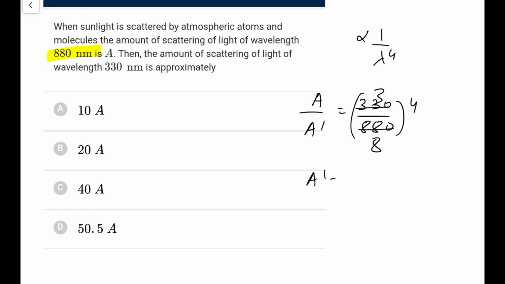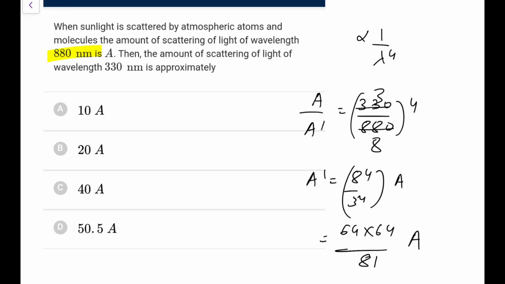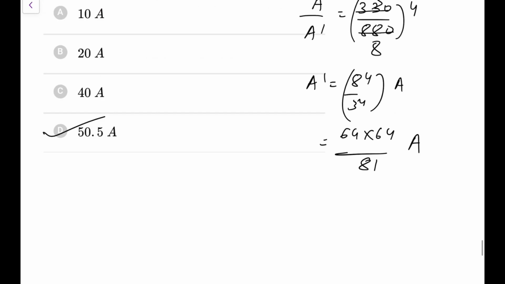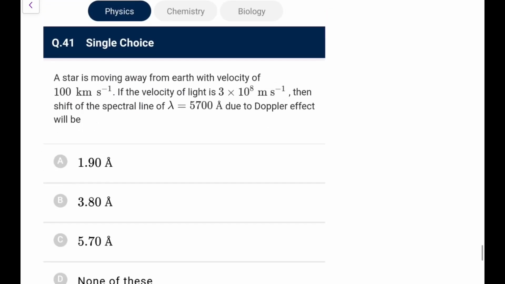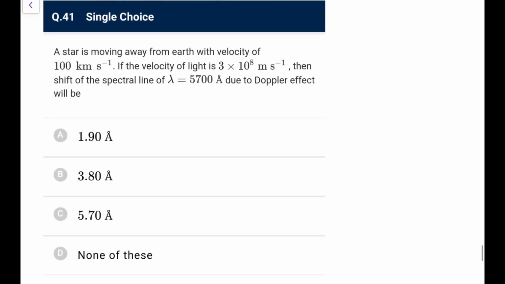So A dash would be 8 to the power 4 upon 3 to the power 4 into A. So 8 to the power 4 is 64 into 64, and 3 to the power 4 is 81. So it would be slightly lesser than 64, and if you do it, this will come out as 50.5. So this is 50.5A.